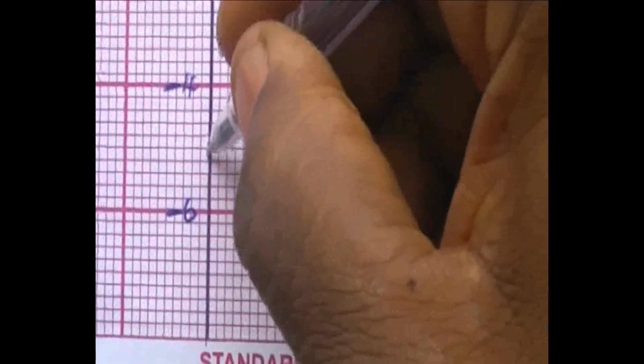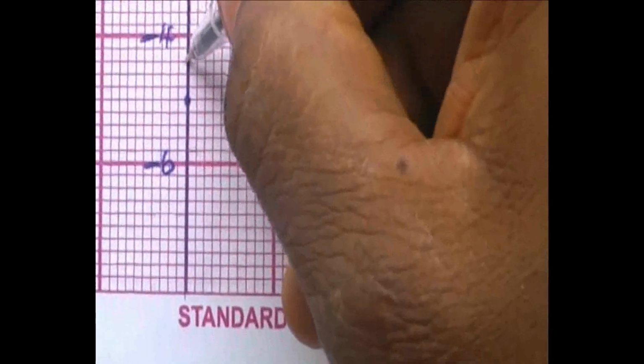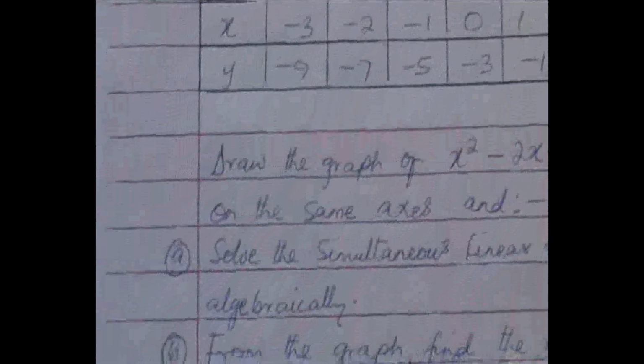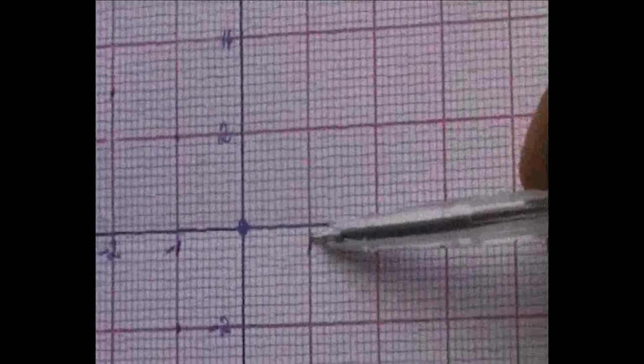So we are going to plot here. 1, 2, 3, 4, 5. We're correct. Let's go to the next value. It says when x is plus 1, y is minus 6. So this is the place you plot.